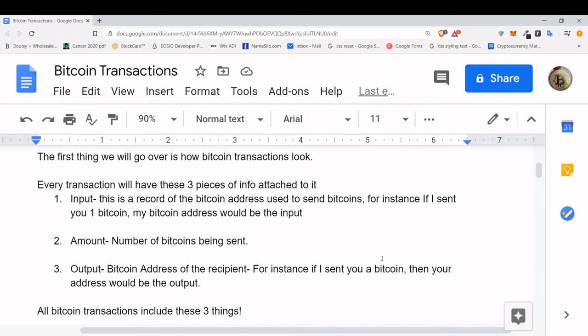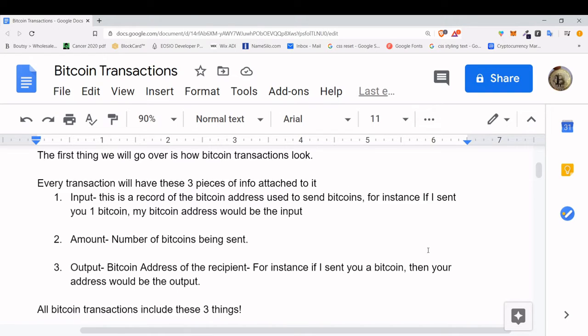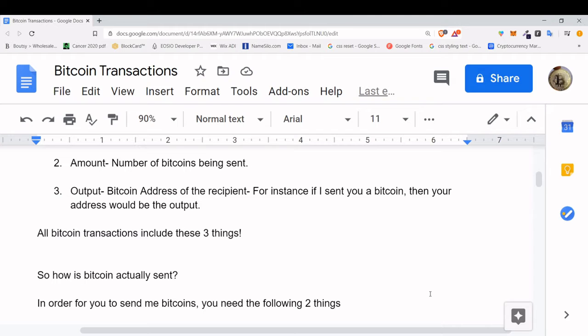The output is the Bitcoin address of the recipient. For instance, if I sent you a Bitcoin, then your address would be the output. So just so you know, all Bitcoin transactions do include these three things.